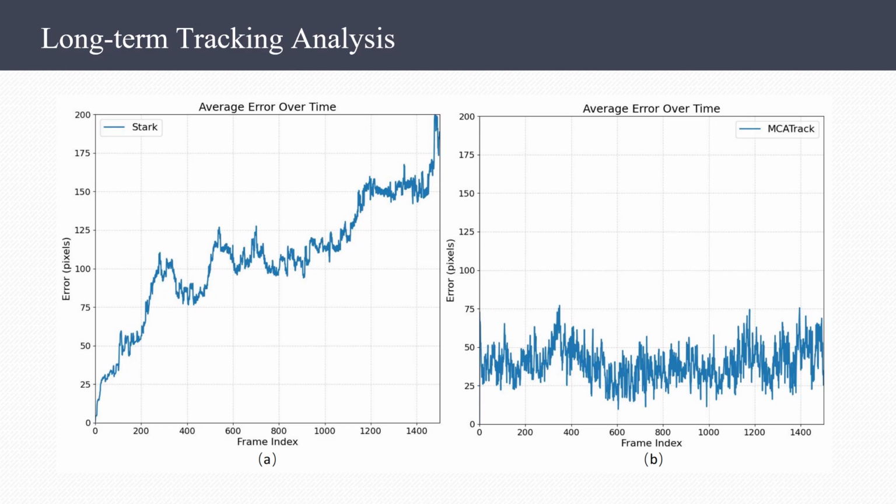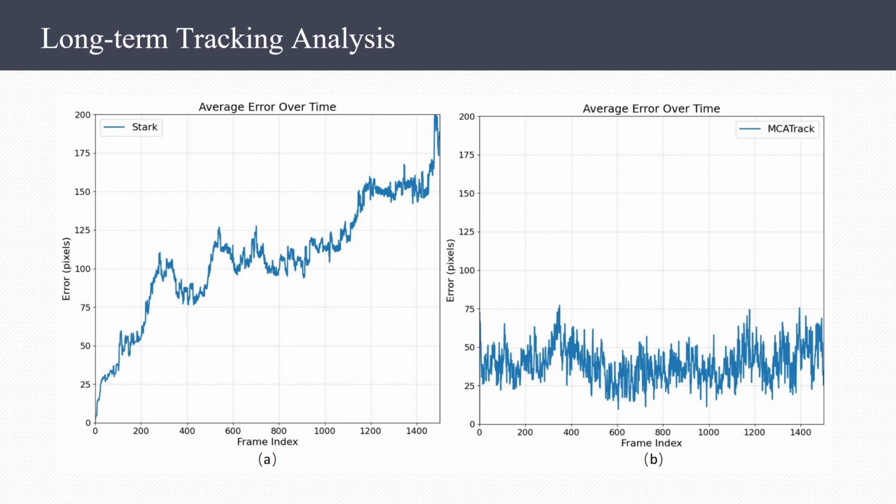To verify the stability of our method in long-term tracking scenarios, we designed a time series average error comparison experiment to address the potential issue of error accumulation caused by the dynamic template update mechanism. The Stark algorithm, which is also based on template updating, was selected as a baseline for comparison. Using the video frame index as the horizontal axis and the positional deviation between the predicted bounding box and the ground truth as the vertical axis, we quantitatively analyzed the tracking drift phenomenon.